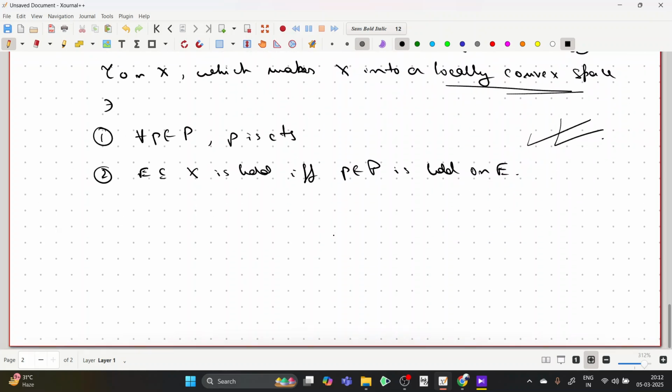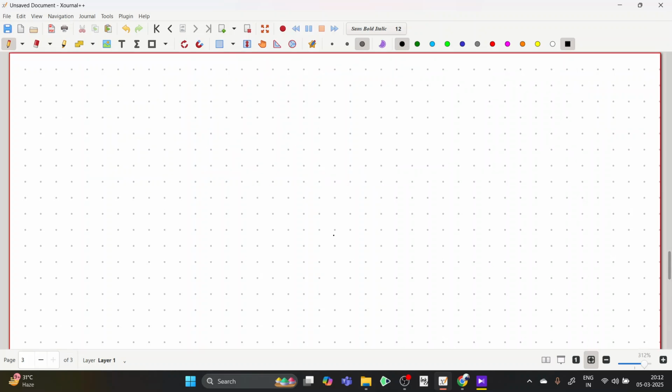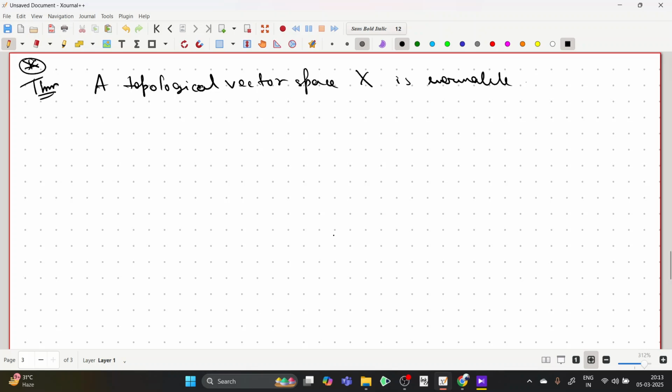And the final theorem which we are going to talk about now is when a topology is normable. Okay, theorem, and this is the important one to take away from here: a topological vector space X is normable if and only if its origin has a convex bounded neighborhood. Fine. Let us see the proof.